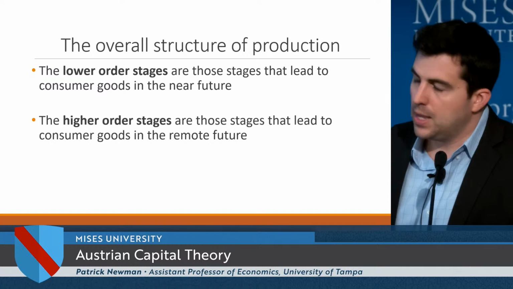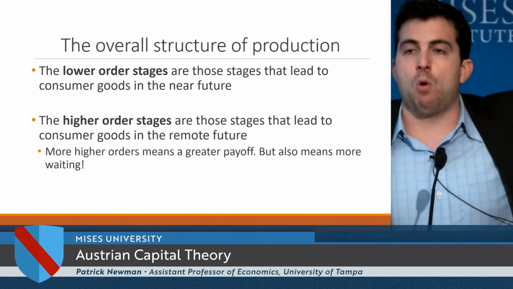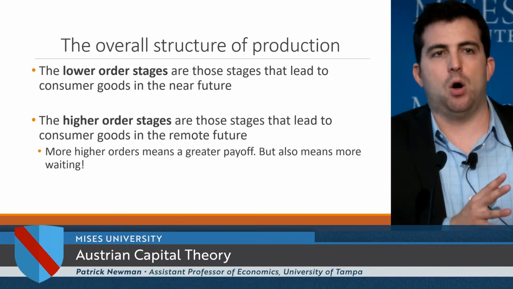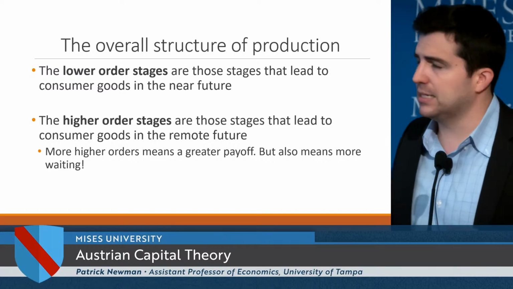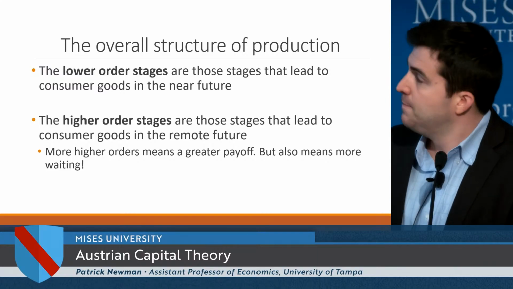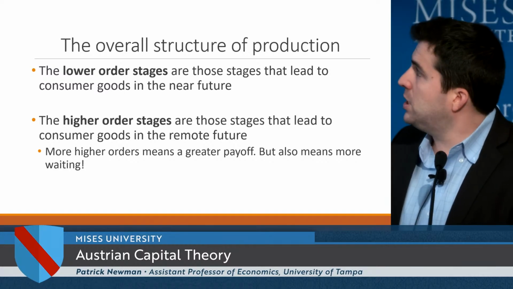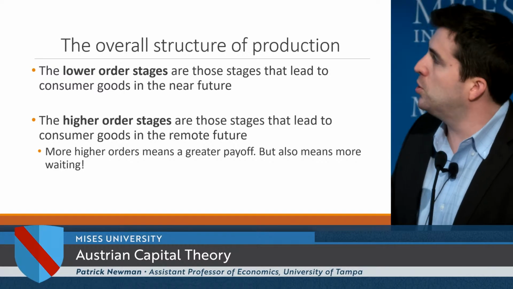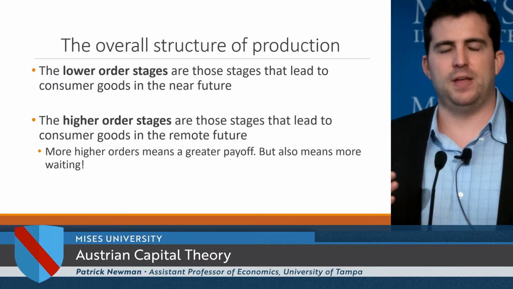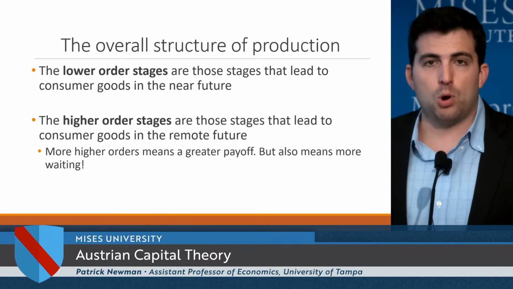Okay, so whenever you're investing, you're really just creating more and more higher order goods, more and more higher order stages. You're just simply adding on to the production process. The structure of production is becoming more roundabout, as we're going to discuss, right? More higher orders means a greater payoff. You're going to be able to produce more consumer goods or better quality consumer goods, right? That would make people happier. That's an advancement in living standards. The problem, though, is that also means more waiting, right?